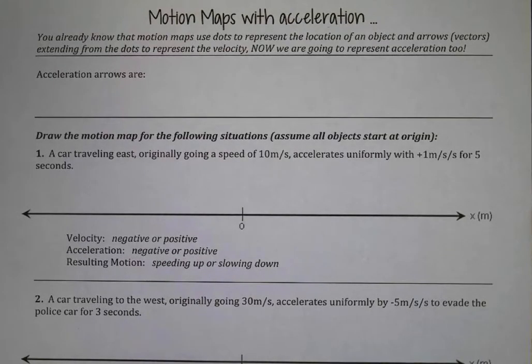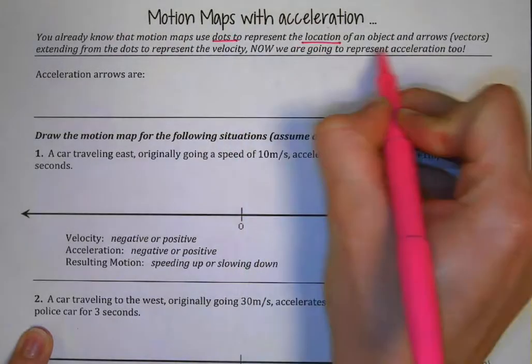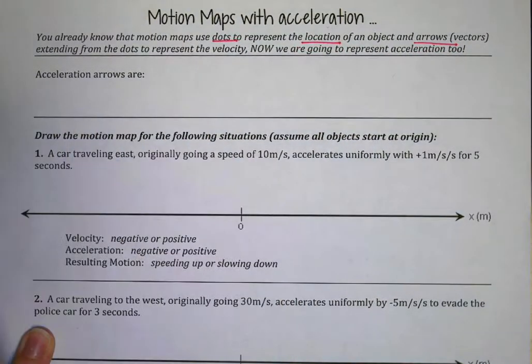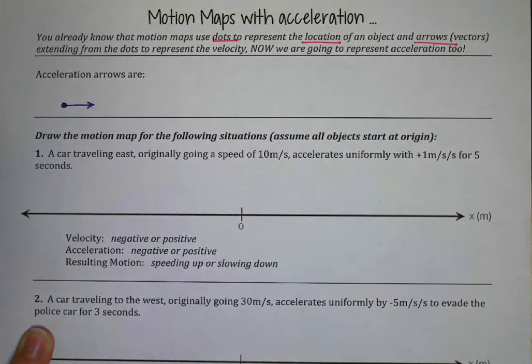All right, hopefully by now you know how to draw motion maps for scenarios where objects are moving at a constant velocity, so that we can go ahead and add in the idea of acceleration. We already know that motion maps use dots to represent the location of an object and arrows extending from those dots to represent the velocity. So something like that. Now we are going to represent acceleration too.